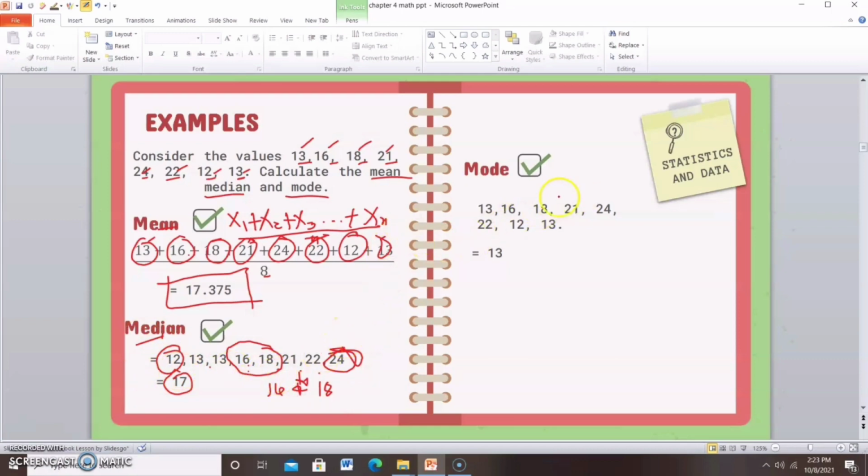Next is the mode. The mode is the most frequent value. Looking at 13, 16, 18, 21, 24, 22, 12, and 13, 13 is the number that repeats in the set of data. So that is the mode. So that is the mean, median, and mode, the two topics in statistics and data.